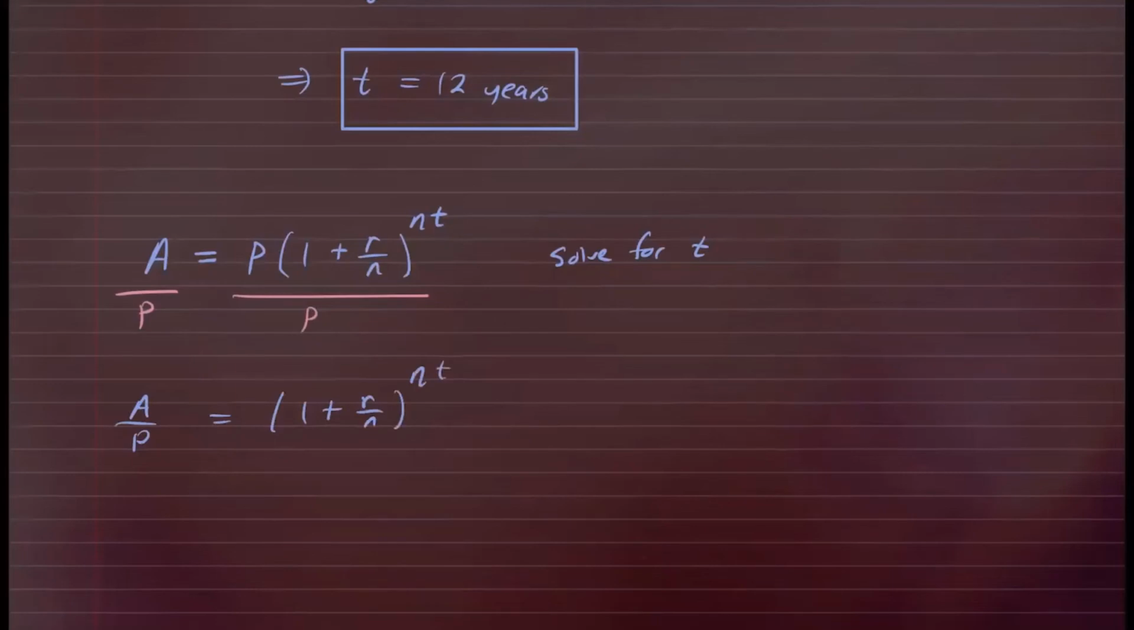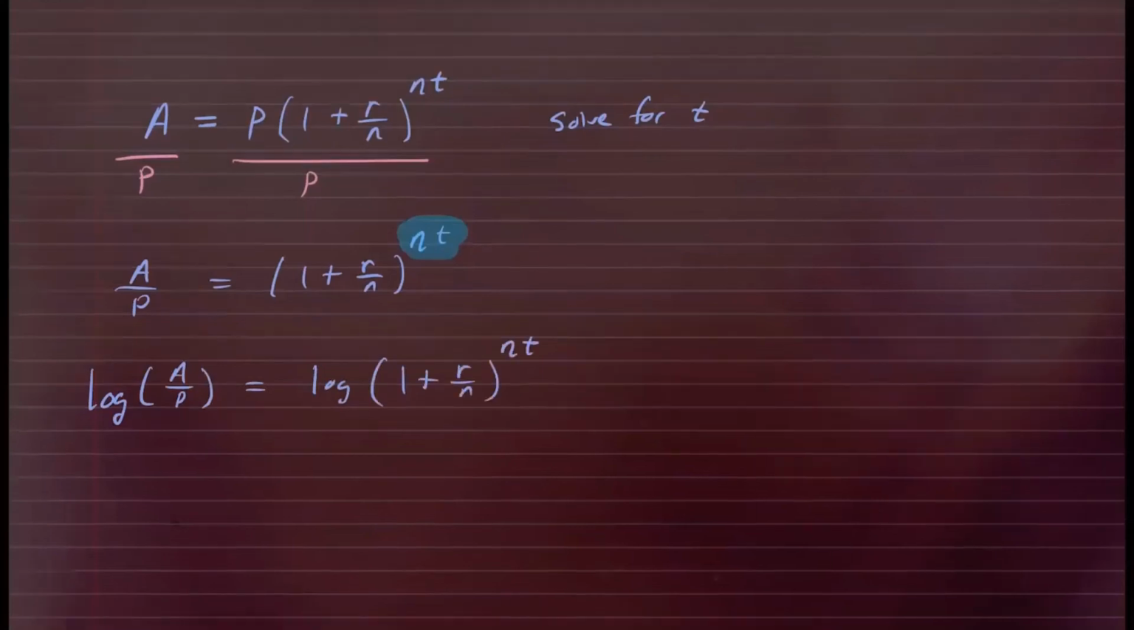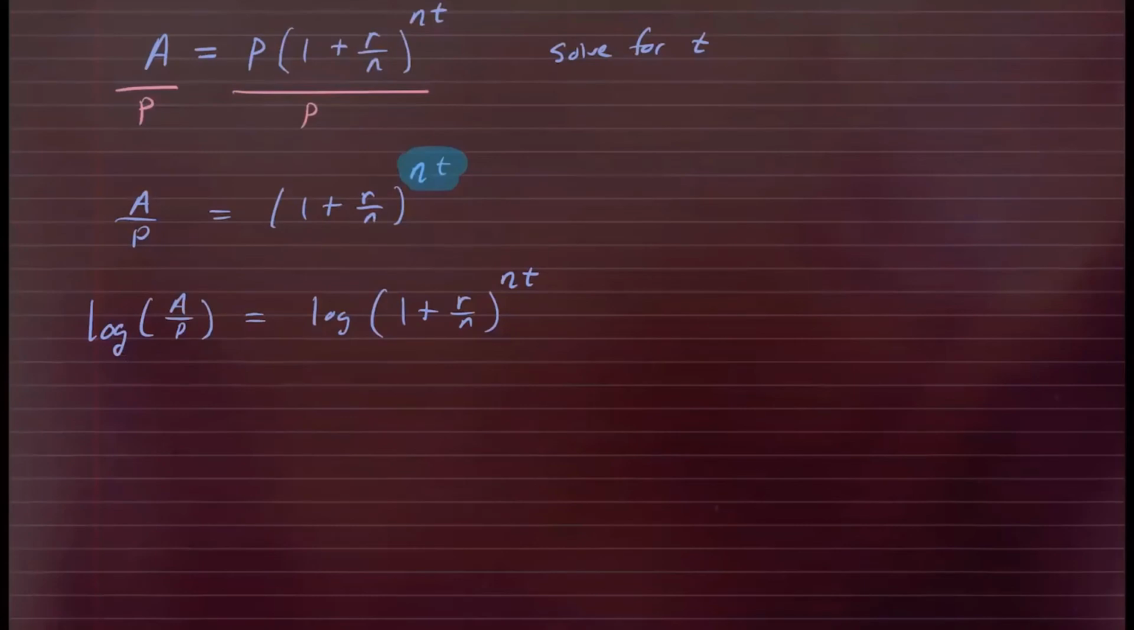And now you want to solve for t. t is an exponent. So we need to go ahead and take logarithm on both sides. So once you get to this step, we take log on both sides. Log of A over P is equal to log of 1 plus r over n to the power nt. And now the exponent can come forward. So once you apply logarithm by the property, you can bring this forward. This is equal to n times t times log of 1 plus r over n. And on the left-hand side, we just have log of A over P.